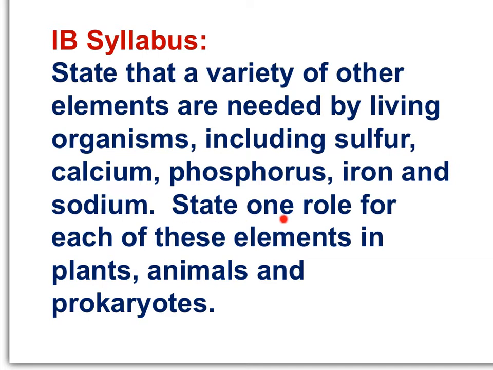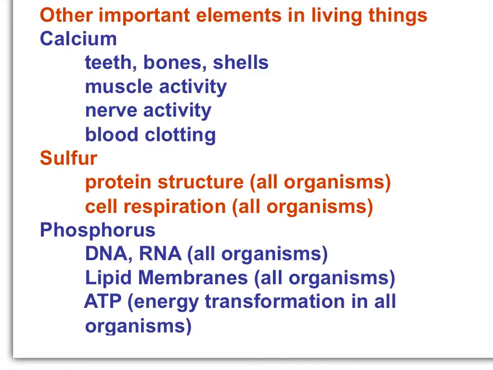Can you state one role for each of these elements in plants, animals, and prokaryotic cells? Calcium has an important role to play in the formation of teeth, bones, and shells. It has an important role in muscle activity, nerve activity, and blood clotting. Sulfur has an important role to play in protein structure for all organisms and cell respiration for all organisms.